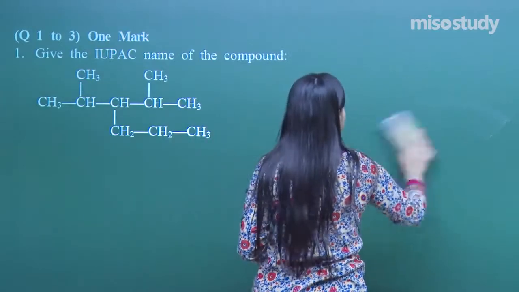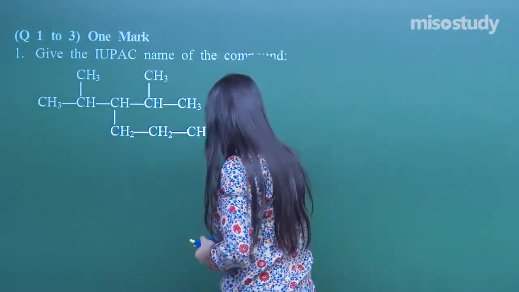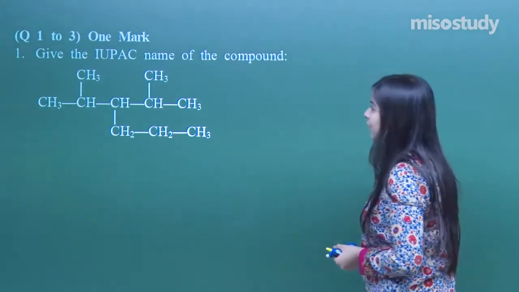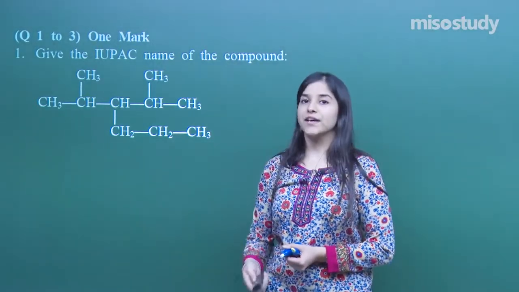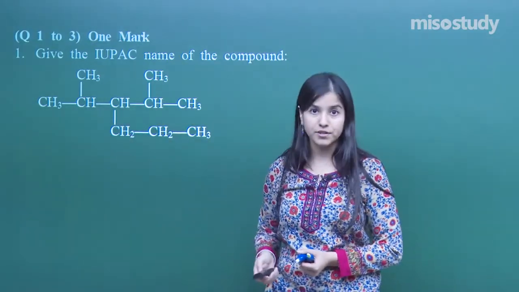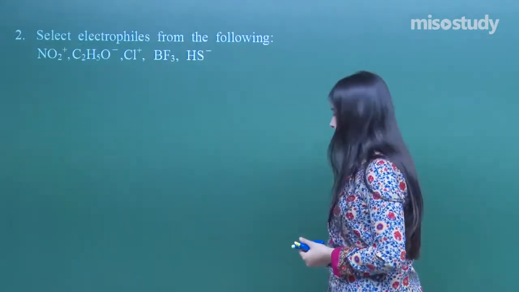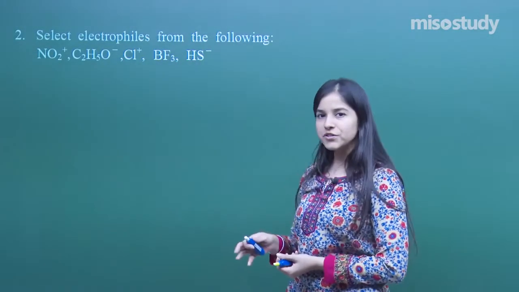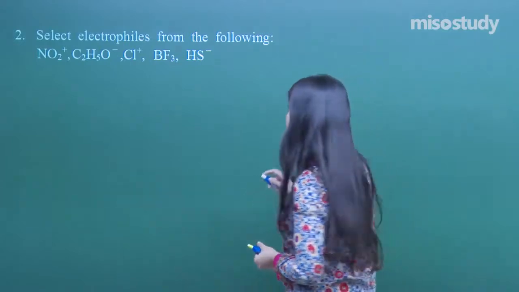You have to keep in mind all the rules for IUPAC naming. Many of the questions arise from this, and not only in this chapter, but in each and every organic chapter IUPAC naming is important. Second question: select electrophiles from the following. These are the species given. What are the electrophiles? First of all, you have to judge.